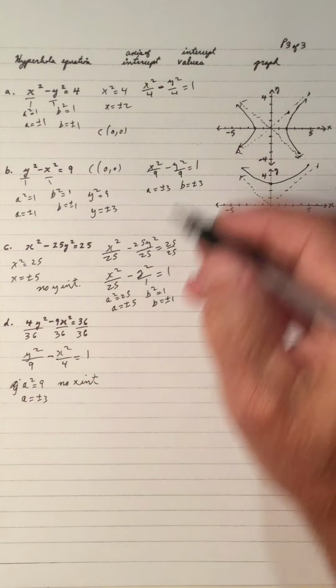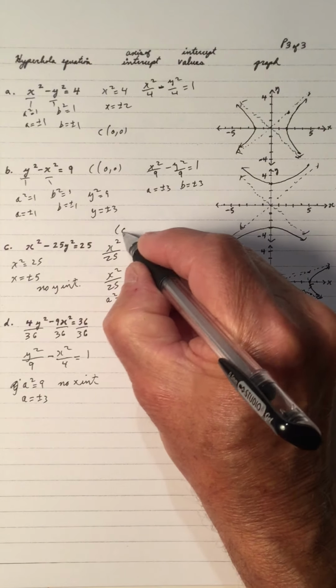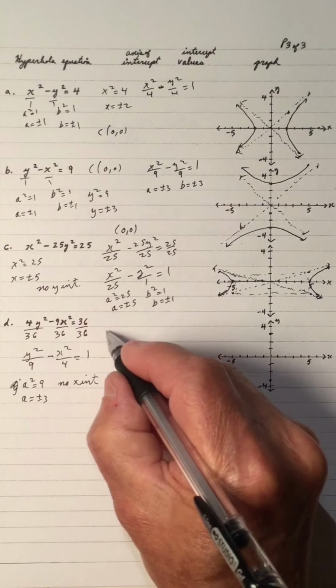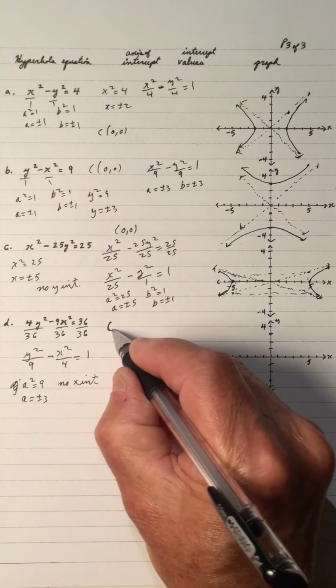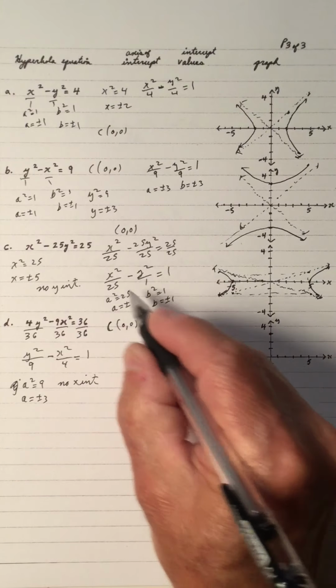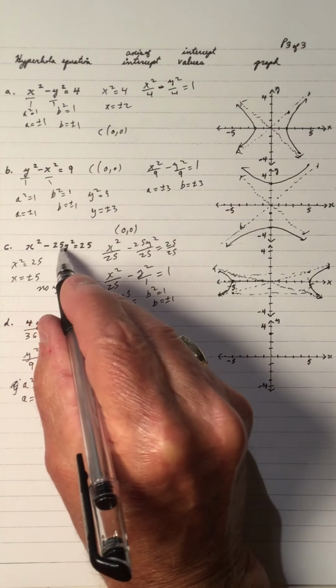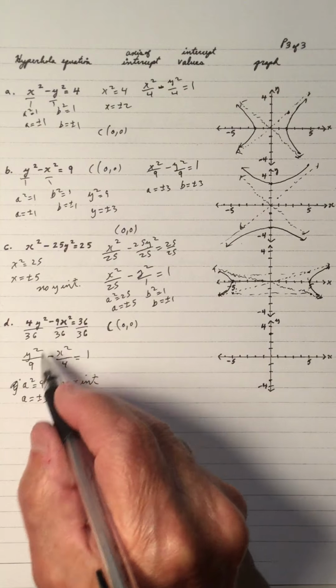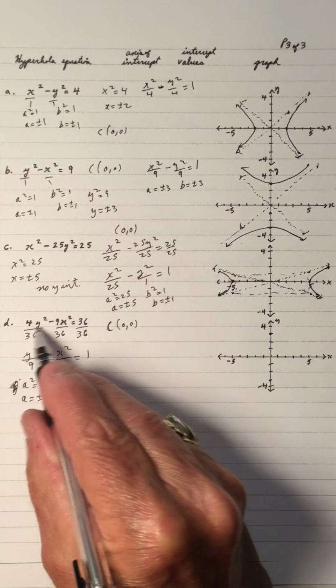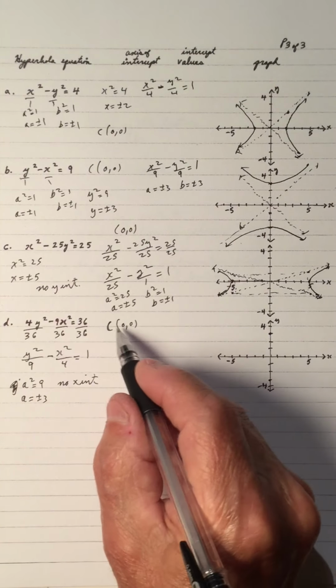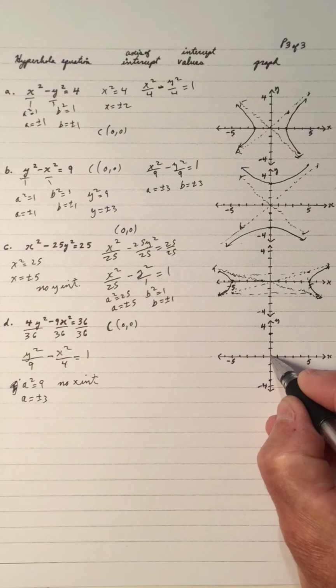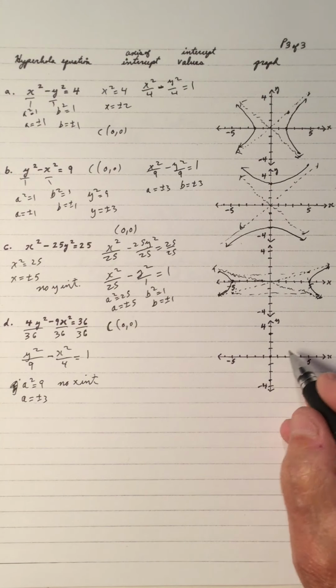And again, we're starting with the center of 0, 0. The center of this one is 0, 0. The center, x is 0, y is 0. Notice there's no brackets here. So the center is 0, 0.